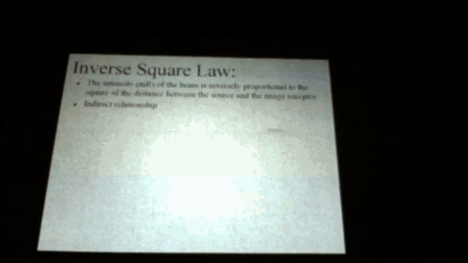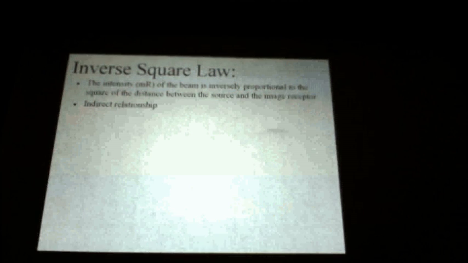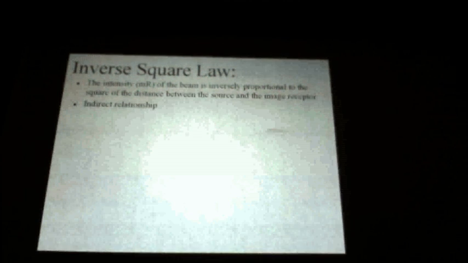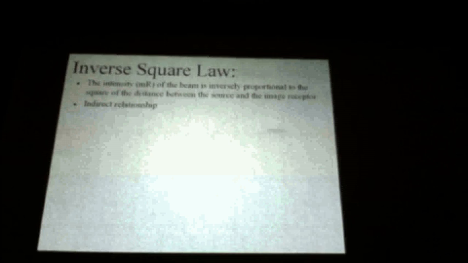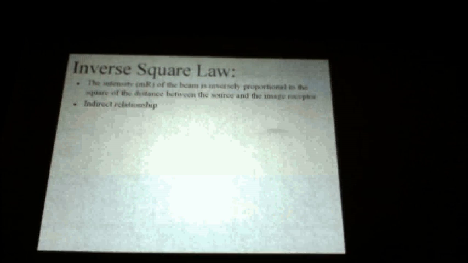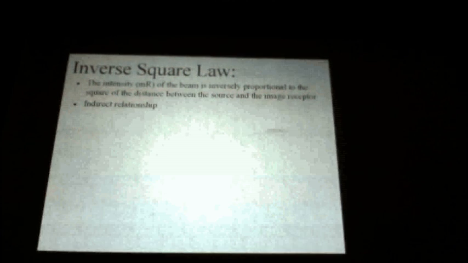What's going to happen to my density on the film if I left everything the same? Is it going to be darker or lighter? Lighter. It'll be lighter. Okay? If I move my tube further away, my image will be lighter. And the reason it's lighter is my beam intensity at the image receptor is going to be less because it's further away.